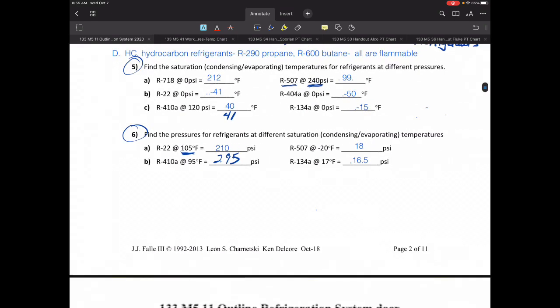All right, so that concludes how to utilize the temperature pressure charts to find out where your saturation pressure is, or to find out where the saturation temperature will be, depending on whether you're looking for pressure or temperature.